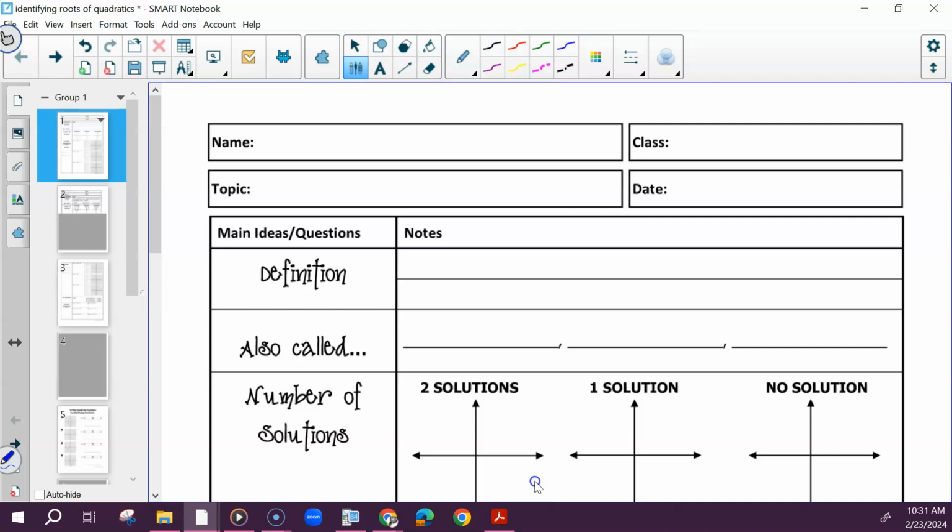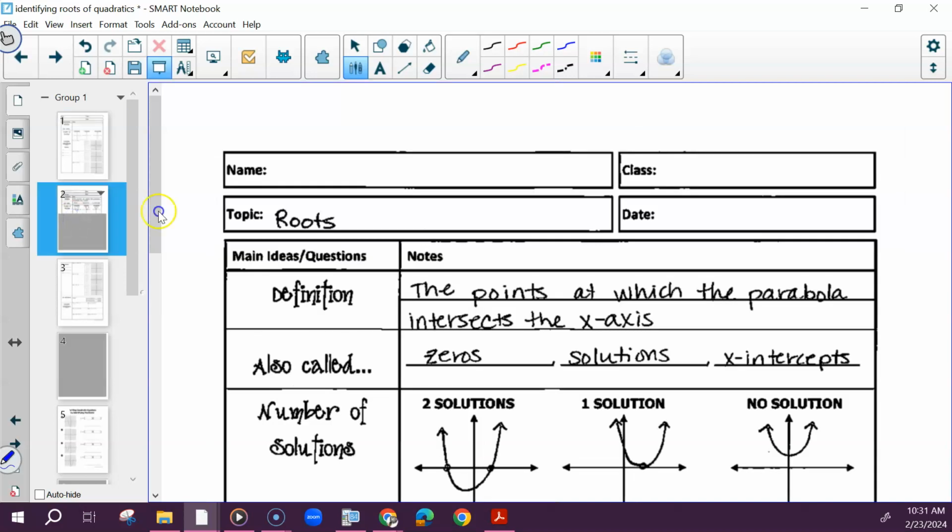Everyone should have these notes in front of them. We're doing the third objective of quadratics, which is identifying solutions or roots from a graph. Some of this will be review from what we were just talking about, graphing, but then also we're going to talk about solutions. So write this down.